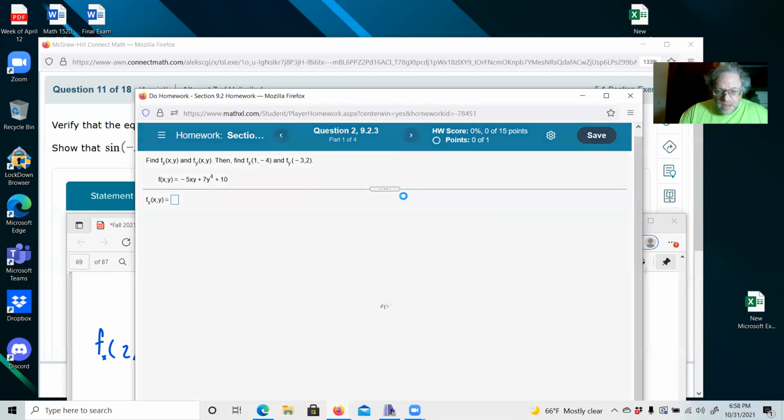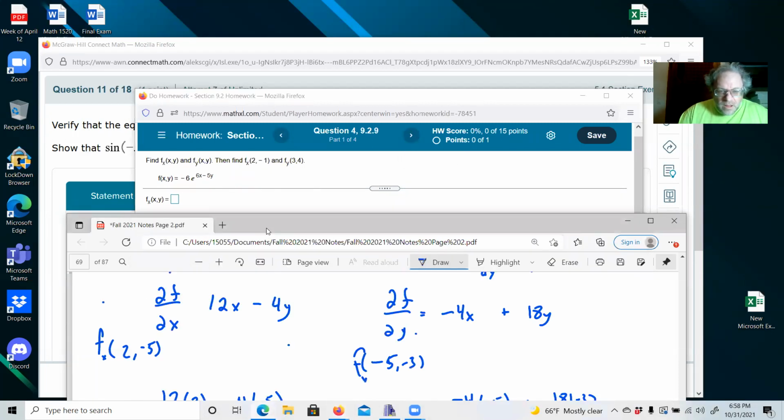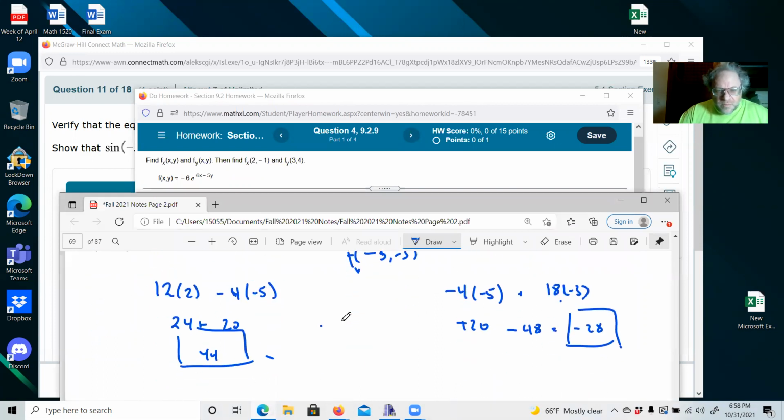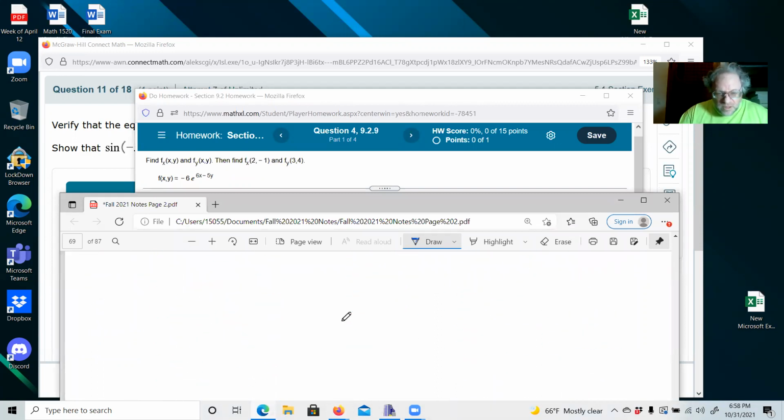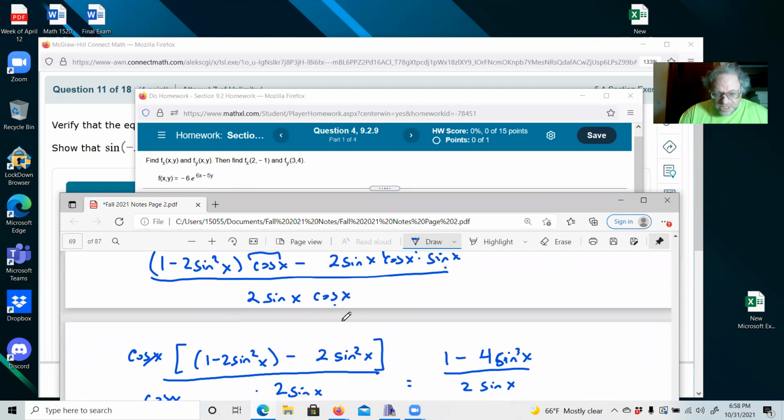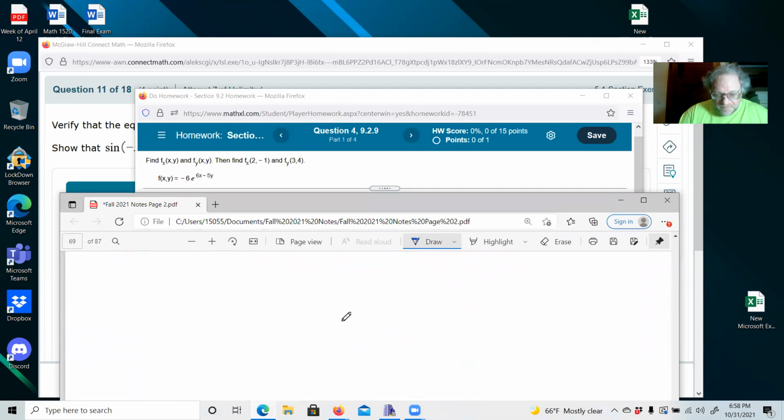Okay, let's see here. We have one with exponents. Oh, we do. Look at that. It's one with exponents in it. All right, let's go ahead. I'm going to dress this one up a little bit more. So we're going to take that one as inspiration, but we're going to go ahead and change it a little bit. Okay, so we're going to do negative 6x e to the 6x minus 5y.